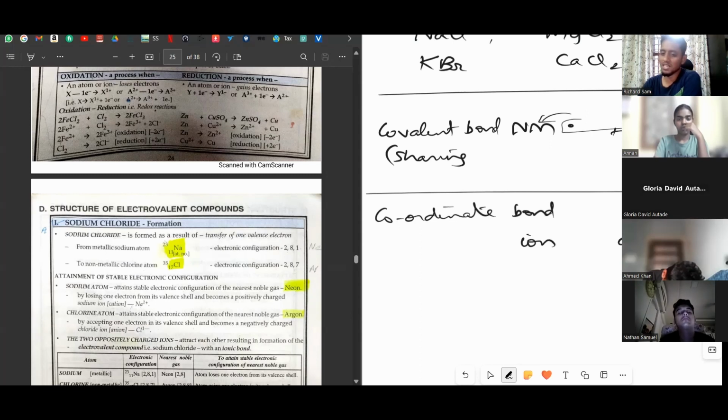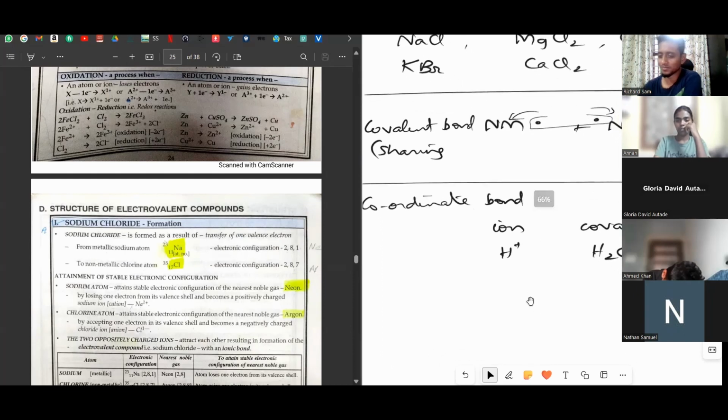Little complex it is. It's between an ion. What's an ion? An ion is a charged particle. It's either positively charged or negatively charged. So that ion combines with a covalent compound. For example, H plus is an ion. It joins with a covalent compound like H2O. And what does it form when H plus and H2O join? It becomes H3O plus. H3O with a charge.